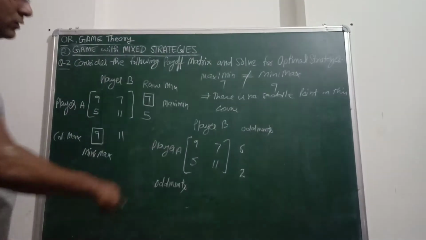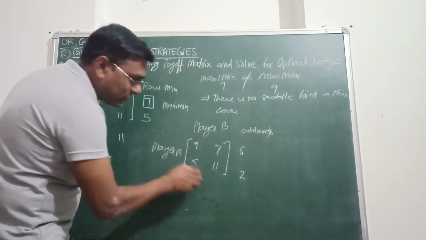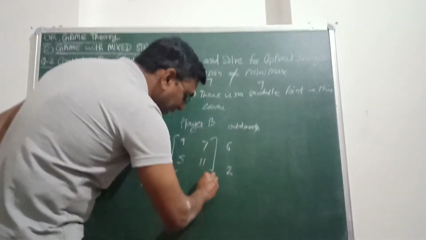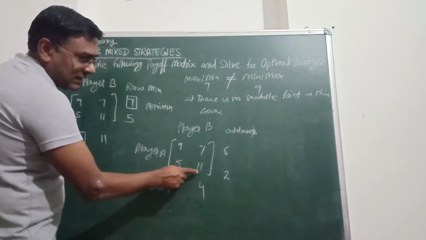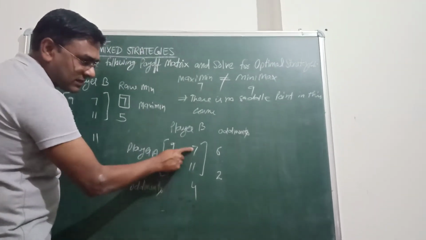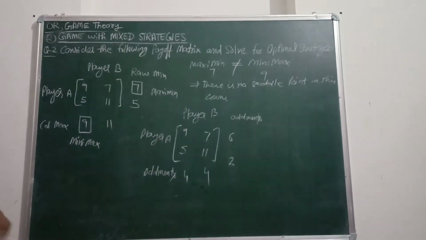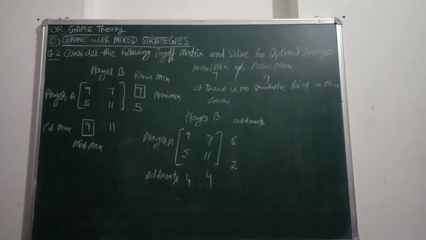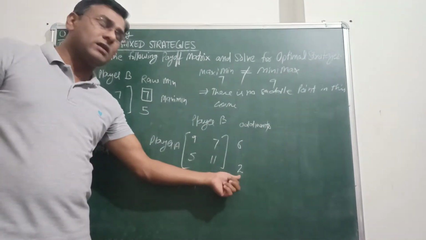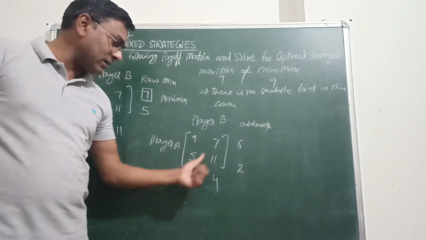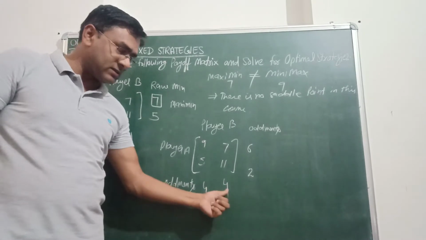Similarly for this column, the difference between 9 and 5 is 4, and you write this 4 against the other column. Similarly from these two values, 11 is greater than 7, so subtract 7 from 11. 11 minus 7 is 4. So these are the values of the oddments, and the simple rule is to subtract the minimum value from the maximum value and write it against the other row. Similarly for columns, subtract the minimum from the maximum and write against the other column.